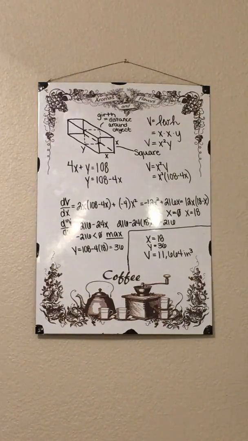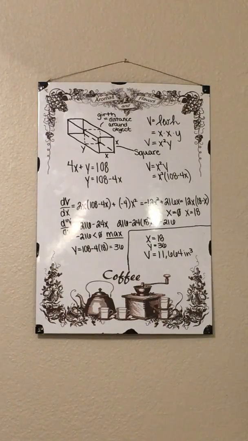The U.S. Postal Service will accept a box for domestic shipment only if the sum of its length and girth does not exceed 108 inches. What dimensions will give a box with a square end the largest volume possible?